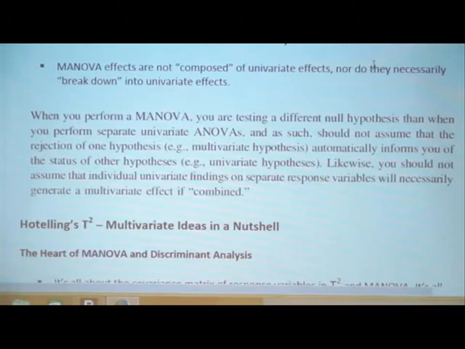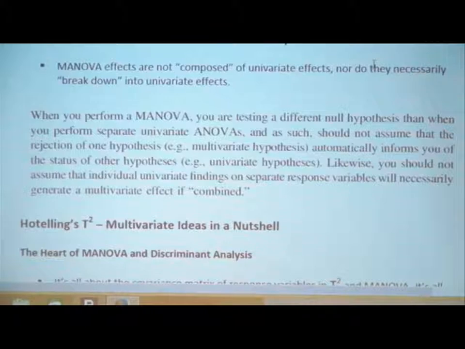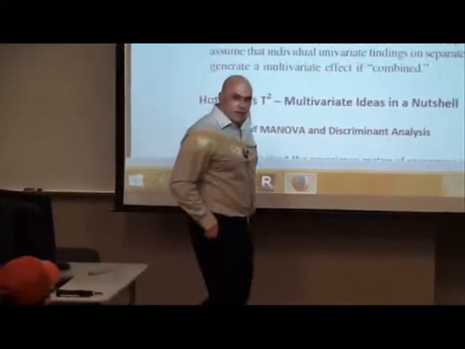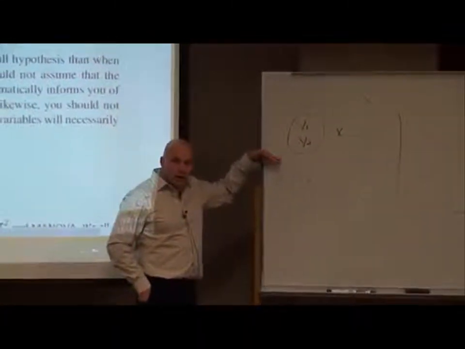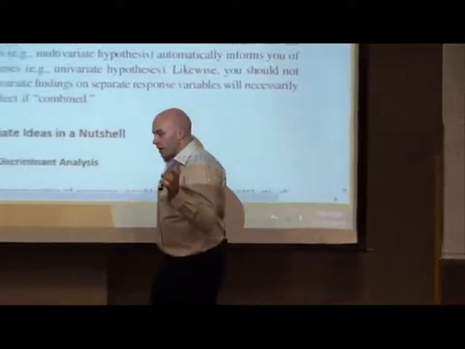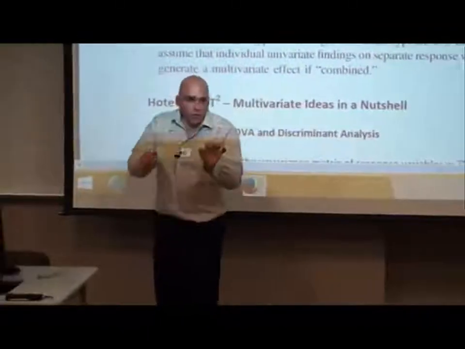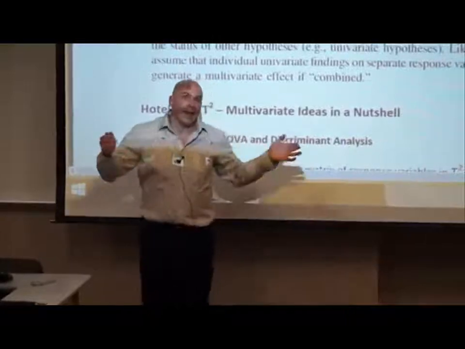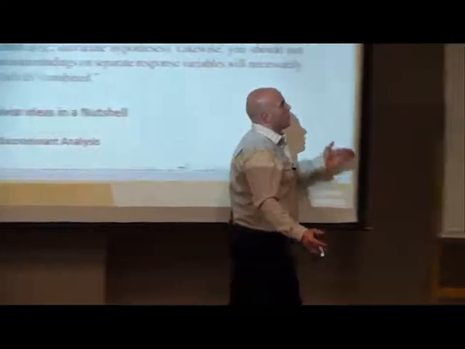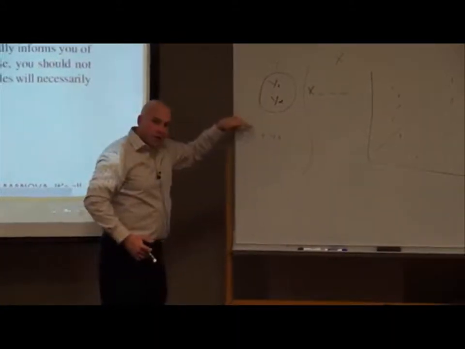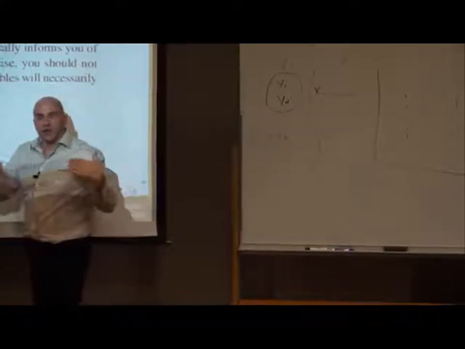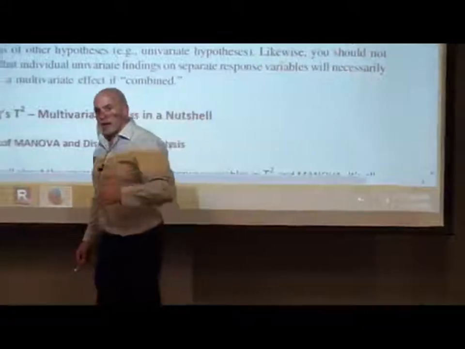Likewise, you should not assume that individual univariate findings on separate response variables will necessarily generate a multivariate effect if combined. There's something known as Rao's paradox in there, saying that you can reject multivariately but fail to reject univariately, and vice versa can work as well. So we have to get out of this thinking of talking about the multivariate effect as decomposable into univariate effects. And again, how can we think about that? We think about if this is the correct model to test, then test it. If you follow up the model with univariate effects, those univariate effects should make sense from a theoretical point of view. You're not really chopping up the effect.